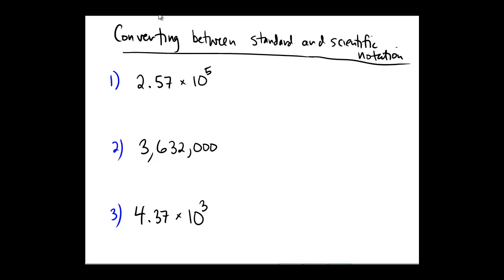Convert between standard and scientific notation. In these problems in particular, we'll just deal with some positive exponents, and we'll make a separate video for the negative exponents. So, first example is 2.57 times 10 to the power of 5.